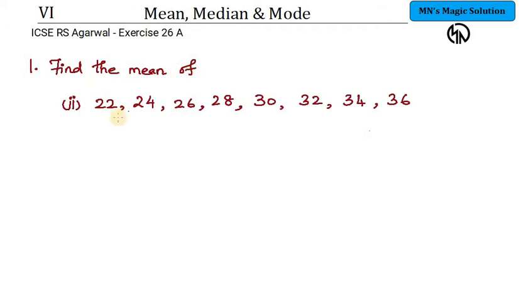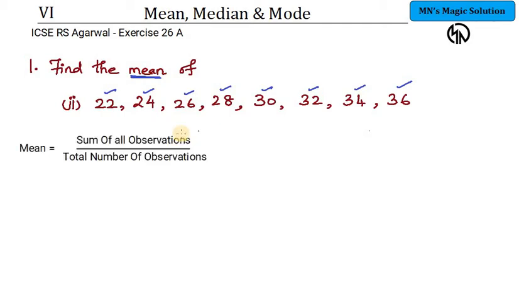Question number 2. Here they have given you 1, 2, 3, 4, 5, 6, 7, 8, 8 data and they are asking you to find the mean. What is the formula for finding mean? It's again the sum of all observations divided by the total number of observations. So we have to add all these observations together. Here we have to find the sum of all 8 observations. So how can we make it simple?